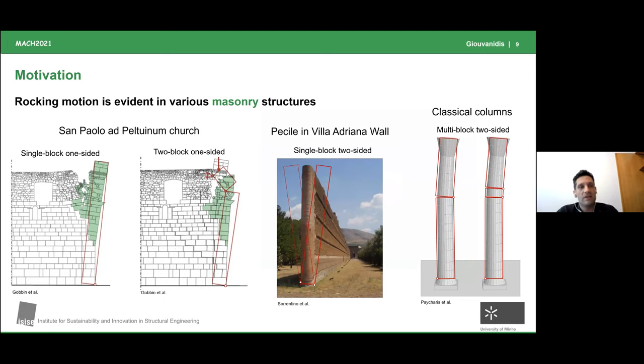And rocking is evident, as I told you before, in various masonry structures, from the collapse mechanism of churches to rocking walls to classical columns. As you can see here on the left-hand side, a collapse mechanism for a church can be modeled as a single block exhibiting one-sided rocking motion, since it can rotate only from one side, since from the other side it's constrained, or as a two-block mechanism with an internal hinge. Of course, we have the simplest case, which is a single block exhibiting two-sided rocking motion, since it can rotate from both sides. And we have the multi-block mechanisms of classical columns, since the classical columns consist of multiple drums, so they can be two or three or any number of block mechanisms.